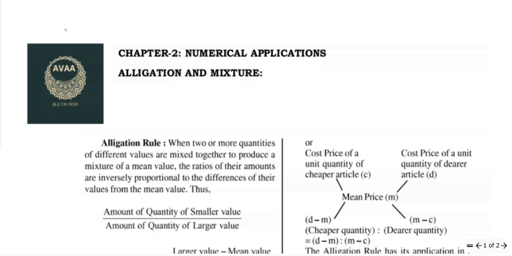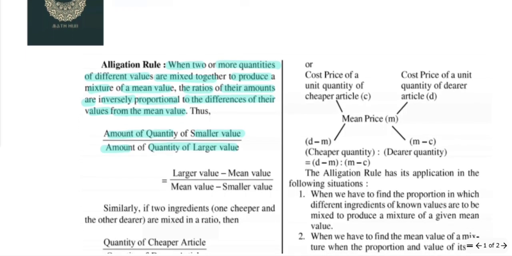Alligation rule. What it says: when two or more quantities of different values are mixed together to produce a mixture of a mean value, the ratios of their amounts are inversely proportional to the differences of their values from the mean value. That is, amount of quantity of the smaller value over amount of quantity of the larger value is equal to larger value minus mean value over mean value minus smaller value. Why are we doing this? We want to get the mixture of our desired price.